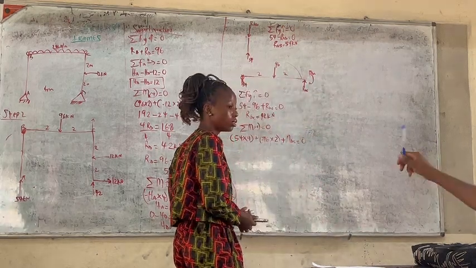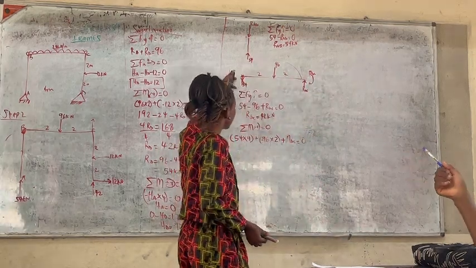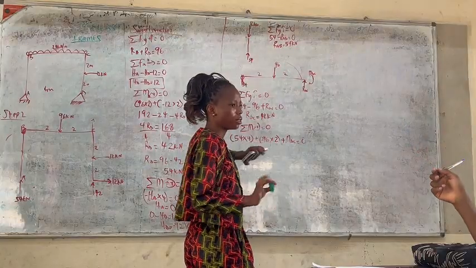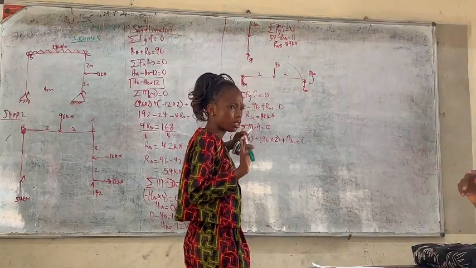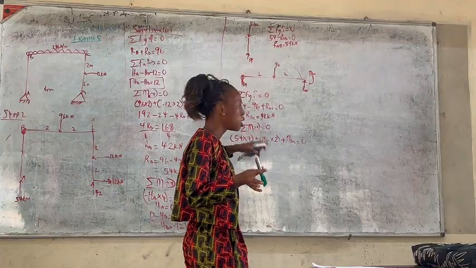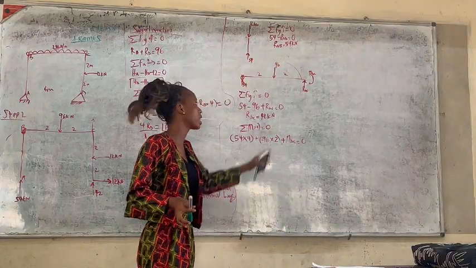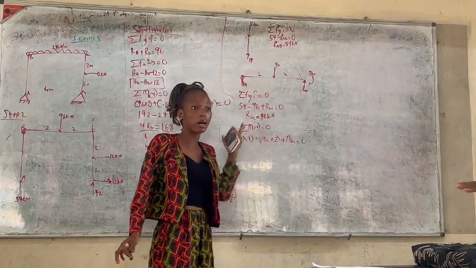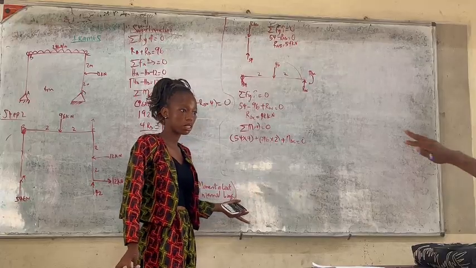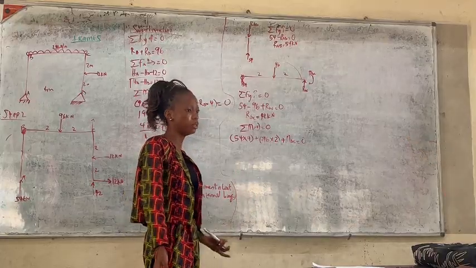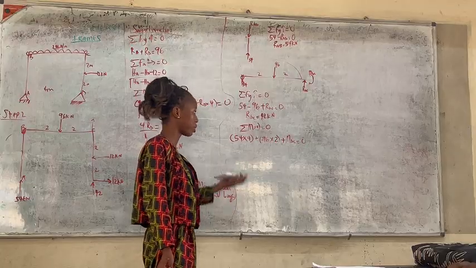It's not affecting anything. There's no moment there. Do you understand how I did this? I'm taking a moment about C this time around. I didn't want to think about B. No, you can also think about B. You can think about B after we're done with it.